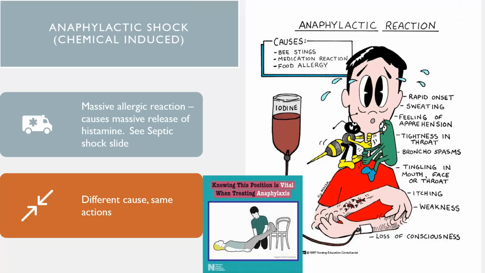Your anaphylactic shock. So that's your chemical induced shock. It is a massive allergic reaction, causes massive release of histamine. When we talk about histamine, it comes from that mast cell, just like all of your chemical components that cause an immune reaction. Histamine gets released with your cytokines, your bradykinins, all of these chemicals get released. Ultimately, it is alerting your immune system saying, hey, there's something foreign here and we need to attack it. We need that immune system to come out.